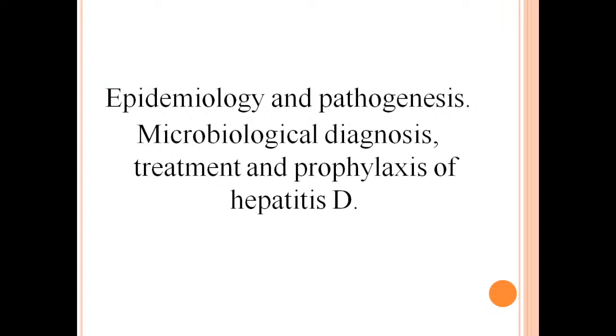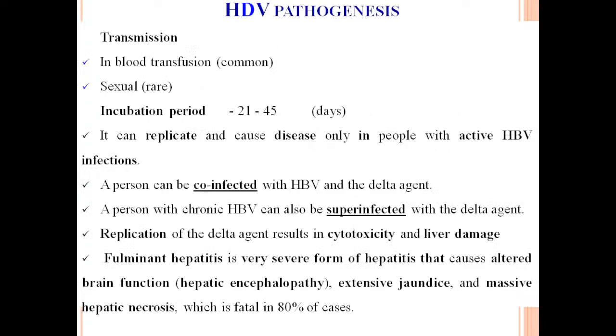Microbiological diagnosis, epidemiology and pathogenesis, then microbiological diagnosis, treatment and prophylaxis of hepatitis D virus. It's transmitted in blood transfusion. It's the most common. And through sexual transmission, it is rare. It's mostly transmitted through blood transfusion. Incubation period is from 21 up to 45 days. It can replicate and cause disease only in people with active hepatitis B infection.